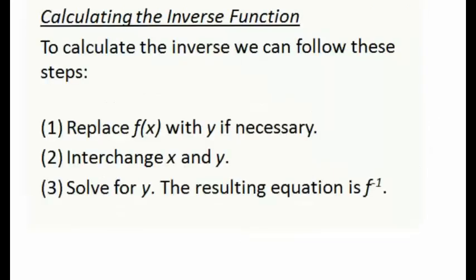The last thing that we might want to be able to do, given a function f, is to actually calculate the inverse function. To calculate the inverse, we follow the following 3 steps. First, we're going to replace f of x with y if it's necessary. Step 2 is to interchange x and y. That means every x we're going to replace with y, and every y we see we're going to replace with x. After we've done this, the last and final step is to solve for y. After you've isolated y, the resulting equation is going to be the equation for your inverse function, f inverse.